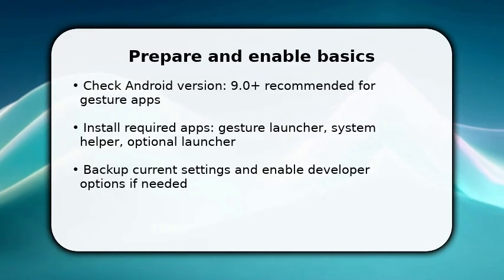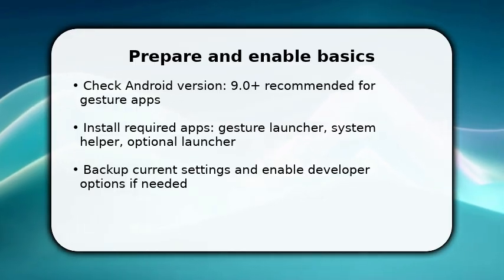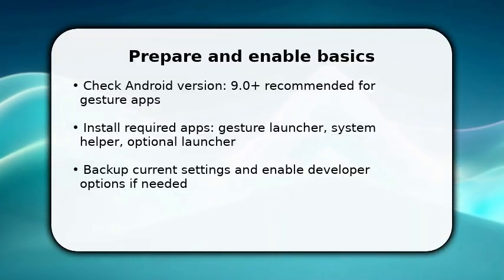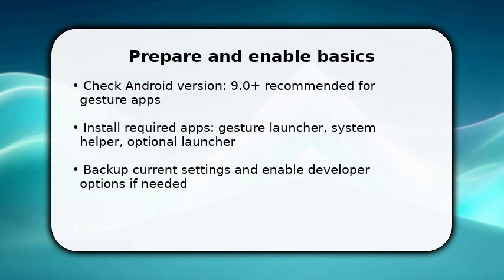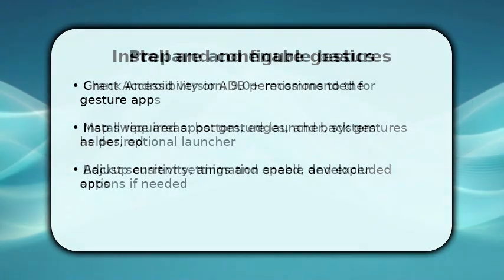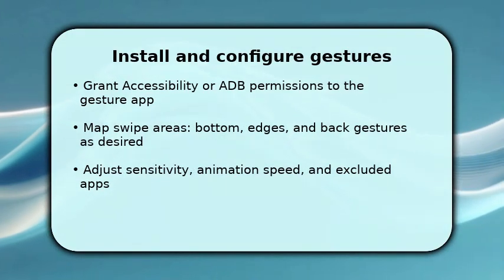Once done, enable developer options to allow ADB or tweak animation speeds for responsiveness. Make sure to back up launcher and home settings first so you can restore if anything changes unexpectedly. This prevents lost layouts. You now grant the app the permissions it needs.